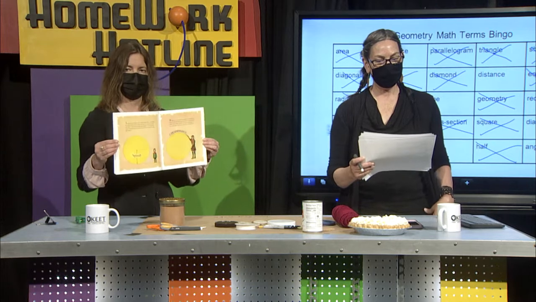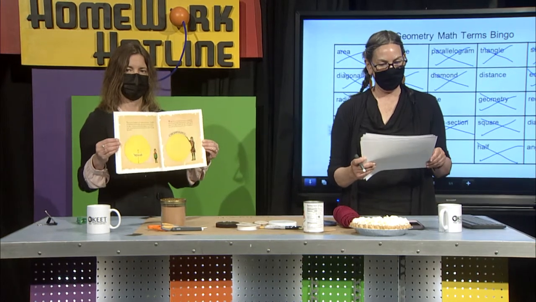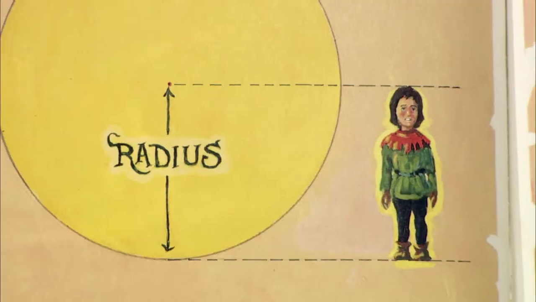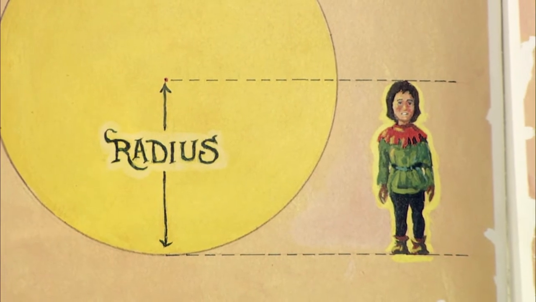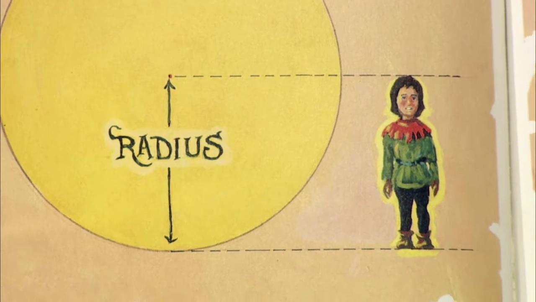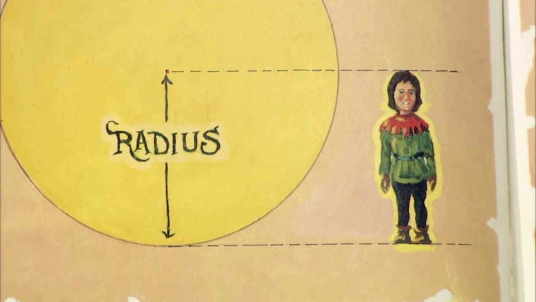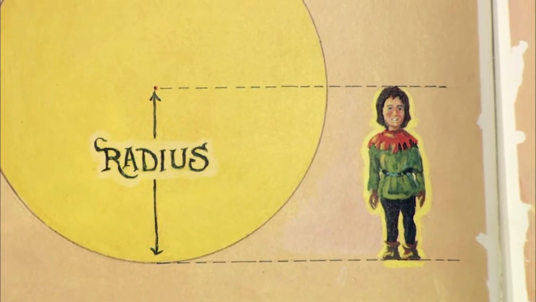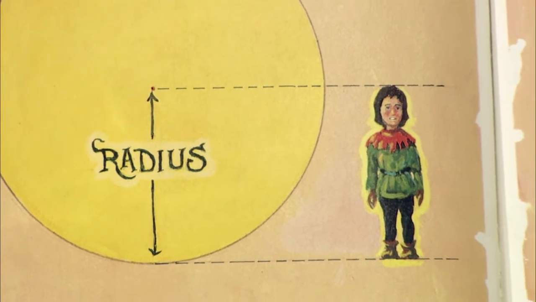"I am proud of Radius too," added King Arthur. "Someday he will become a fine knight. He may be small, but he has tall ideas." Everyone nodded and clapped. "Let us call this small measurement from the center of the circle to its edge, the radius.